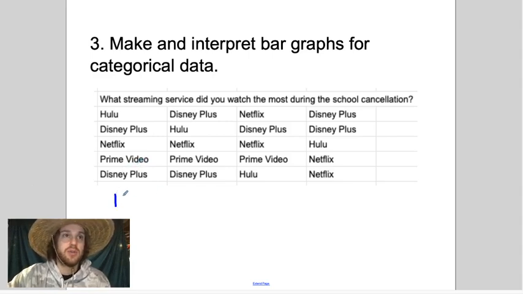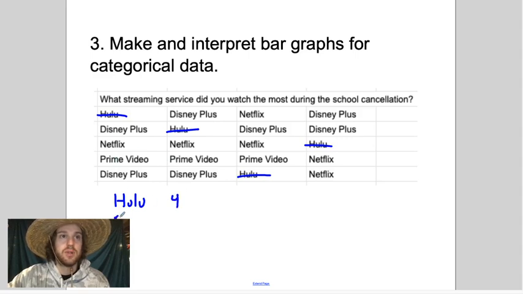Let's take a look. We'll do Hulu first. We're going to make a little table here. We're going to go through and count how many Hulus there are. So we got a total of 4 columns of 5, so there should be 20. So Hulu is 1, 2, 3, 4. Sounds about right for Hulu.